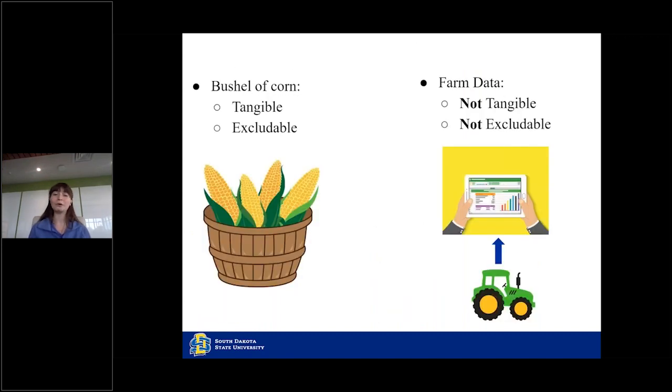But while a bushel of corn may be tangible and excludable, farm data itself is not tangible and not excludable. And the reason for that is that the farm data is not tangible because it's data. So the only way that you can really work with it or manipulate it is through a computer screen. You can't really physically touch it. Additionally, it's not excludable. And what that means essentially is that if you have yield monitor data, for example, you put that yield monitor data into an Excel sheet and you email that Excel sheet to me. Now you have your yield monitor data and I also have your yield monitor data. So you owning that doesn't stop me from owning that.